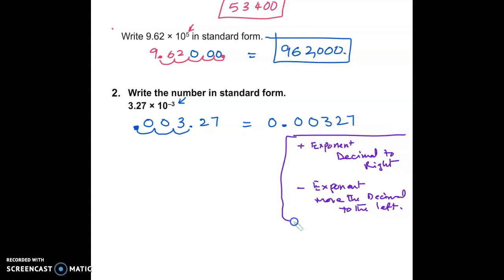The reason behind moving left or right: when you have a positive exponent, you're multiplying by 10 more than once, so obviously the decimal is going to move to the right. When you multiply with a negative exponent, basically you're dividing, so that's the reason it goes to the left.